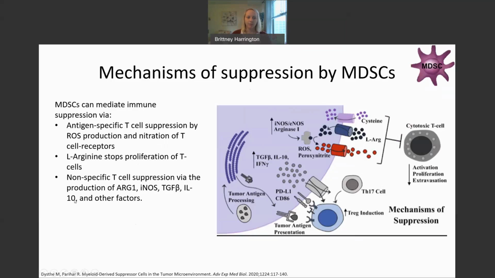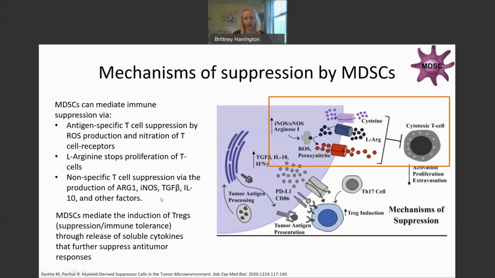IL-10 is anti-inflammatory. It is a suppressive cytokine to stop recruitment of other immune cell types. So these MDSCs can also activate or increase the influence of T regulatory cells.